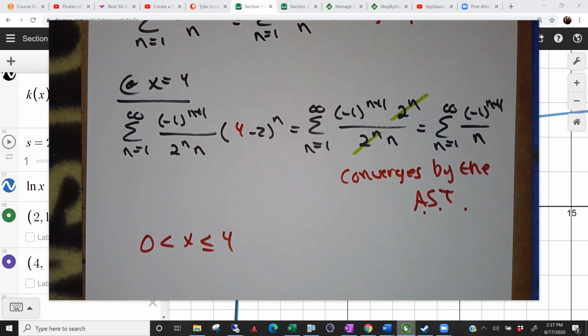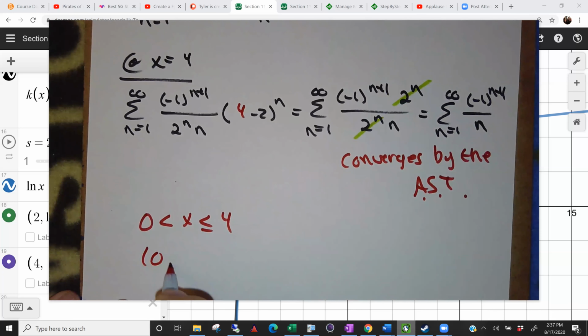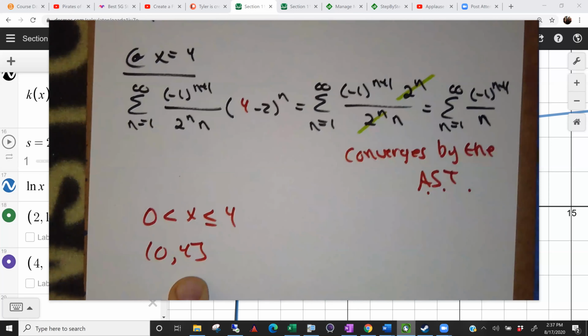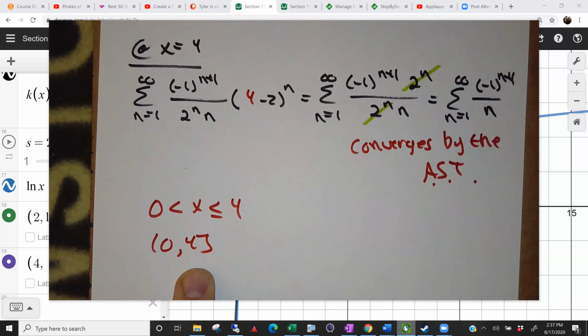On WebAssign, this would be like parentheses 0 and then 4 and then like a bracket, right? Yes, 0, 4. If they ask for it in interval notation, then they generally do. It looks like that, yes. Thank you for the question.